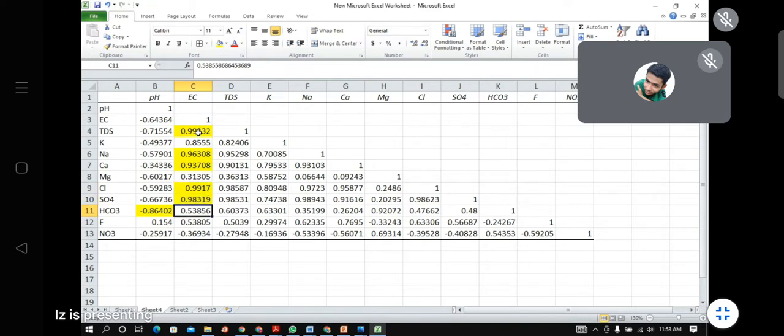EC, what is EC? EC is the collective measurement of the solute or the suspended solids present in a water sample, right? So TDS and EC will be proportional. और TDS क्या है? TDS है cumulative sum of all the major cation and anion, right? So इस तरह से इसमें आपको ये भी you can describe that TDS के साथ Na, Ca, Cl and SO4, they are forming a positive correlation here, right? So this is how you describe the statistical significance of a data set.